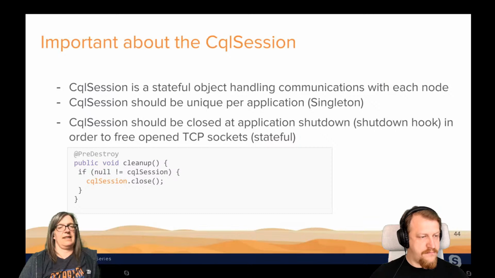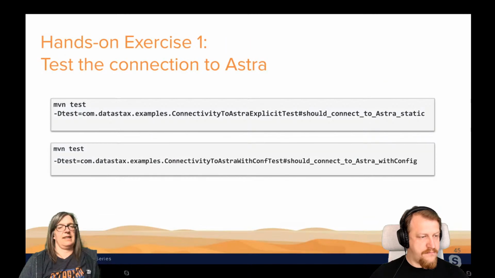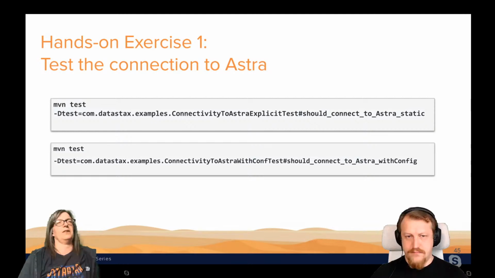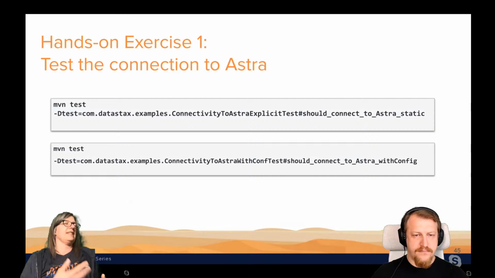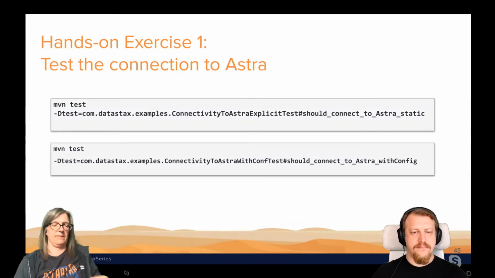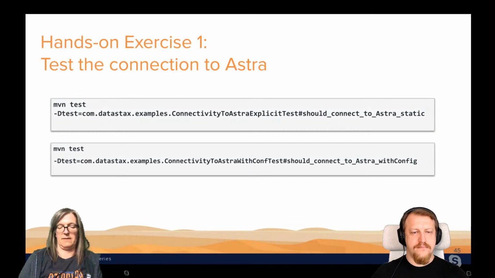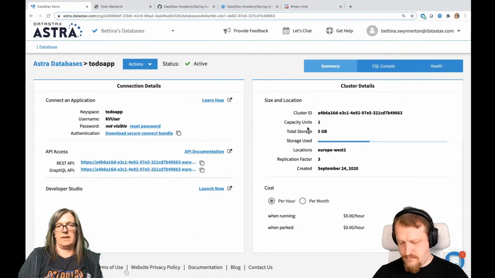Okay, so let's go and do the hands-on and try out the connection to Astra. If you're not using the recommended values that I used for to-do app, keys, and for the username and password, you might have to modify a few things. But we'll get there, and I'll show you where to do that. So let's have a look at the code here.